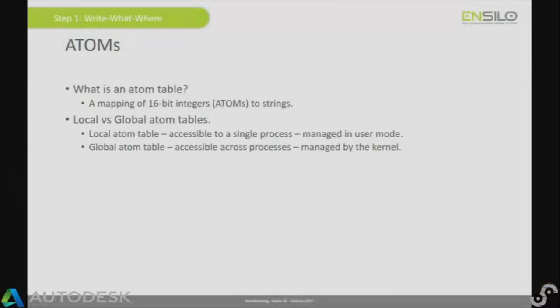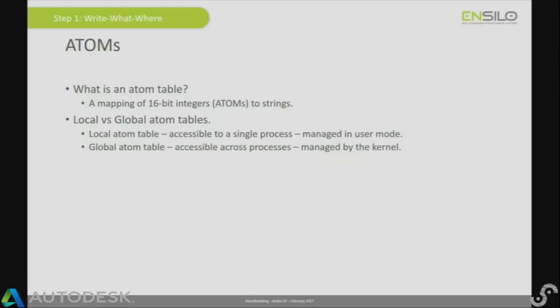Now, in order to understand how atom bombing works, we first have to understand what an atom table is. An atom table is simply a mapping of 16-bit integers called atoms into strings. As an app developer, I can call the OS, pass a string to it, and get an atom back, a 16-bit integer. Then whenever I want, I can ask the OS to give me the string back by giving it the atom that I got.